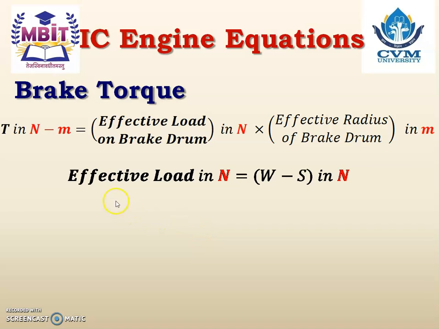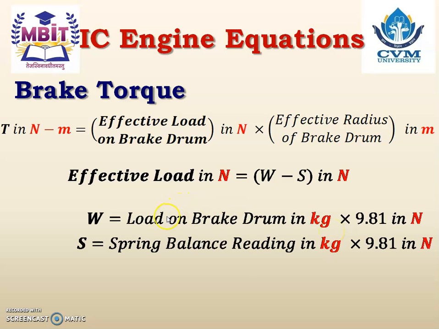Now effective load. Effective load in Newton is equals to W minus S in Newton. What is W? W is load on brake drum in kilogram, multiplied by 9.81 to convert the kilogram into Newton. Capital S is equals to spring balance reading in kilogram multiplied by 9.81 to convert it into Newton. Sometimes they don't give the data for the S, spring balance reading, so we can neglect it and write effective load is equals to W. Clear? Sometimes they give you net load. Net load is nothing but the W minus S value.